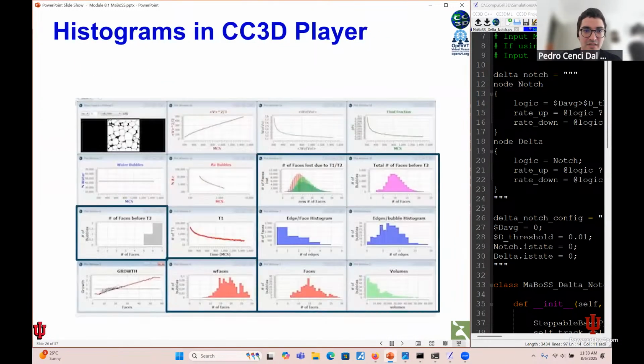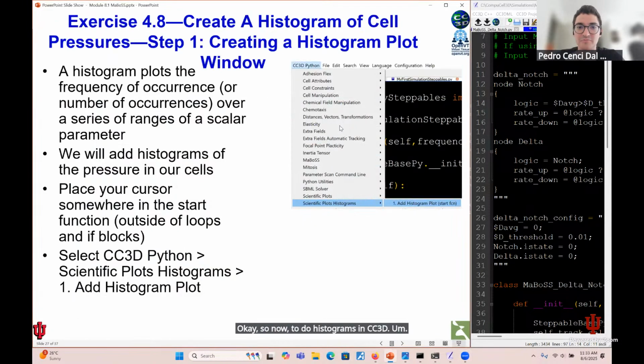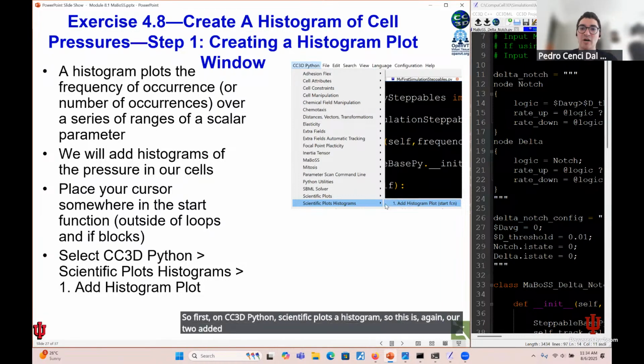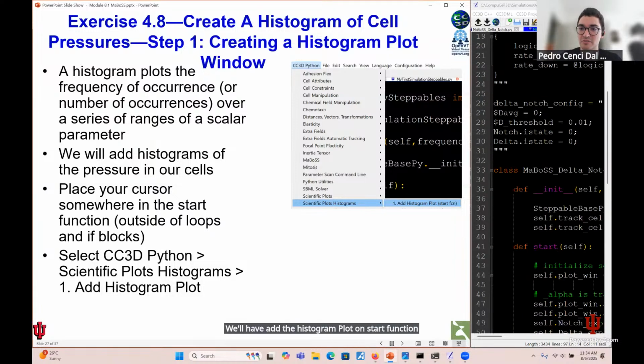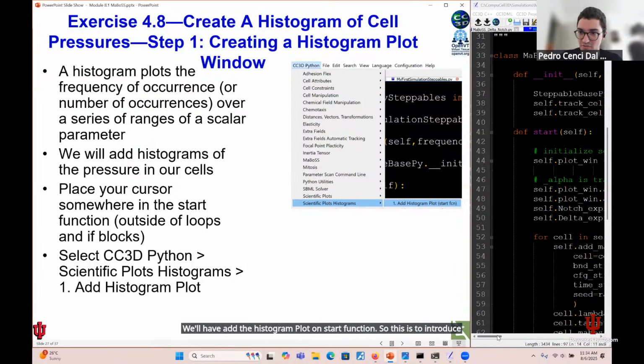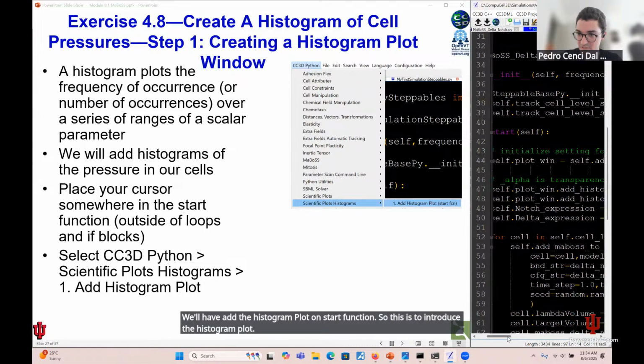Okay. So now to do histograms in CC3D, this is how we do it. First, in CC3D Python, scientific plots, histogram. So this is again our edit snippets. We have the add histogram plot on start function. This is to introduce the histogram plot in your simulation at all.